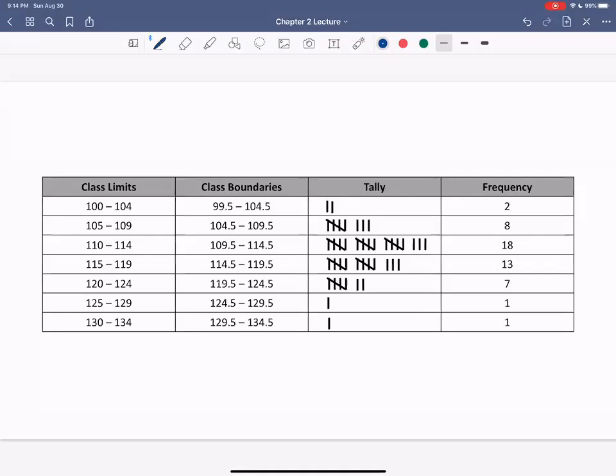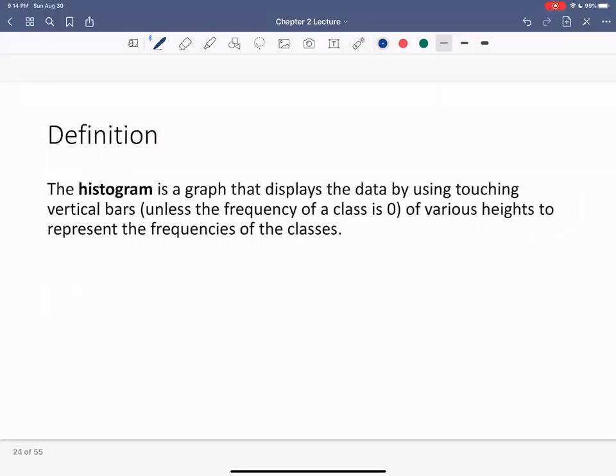So why all this? Because we need the group frequency distribution table to now create our histogram. This is a stepping process. So now, a histogram. A histogram is a graph that displays the data by using touching vertical bars. And here's the key, they are touching vertical bars, unless the class frequency is 0, then there's no bar for it to touch because that's the bottom. And that represents the frequencies of the classes.